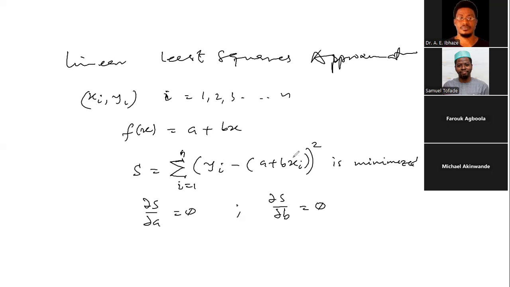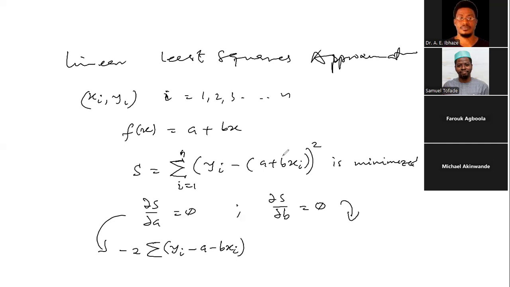So if we differentiate this with respect to a, what do we get? That's going to give us minus 2 times the sum of y sub i minus a minus b x sub i. Two minus 1, that is 1. So that's what we get when we do this.